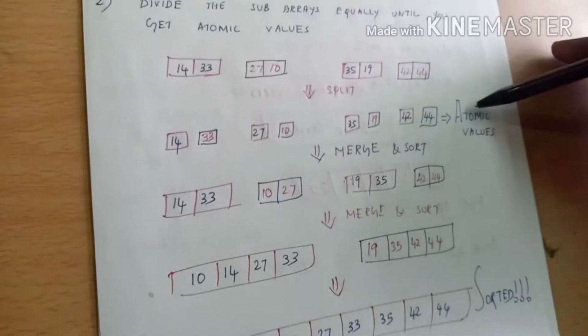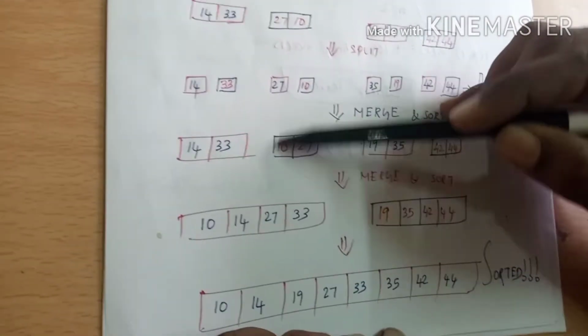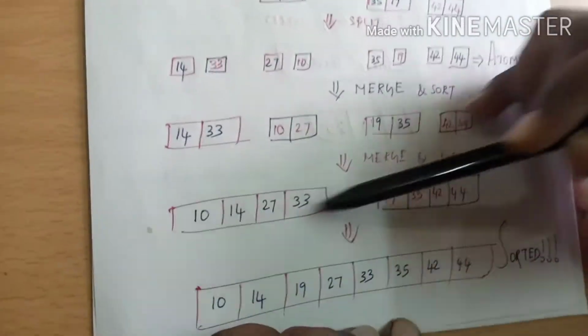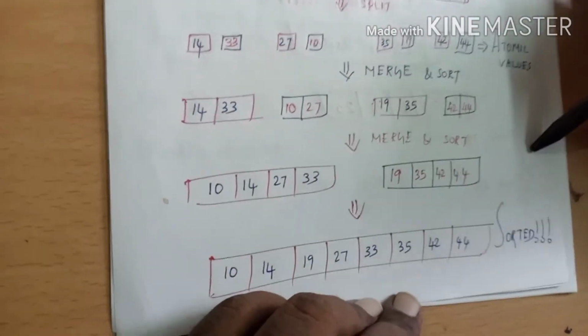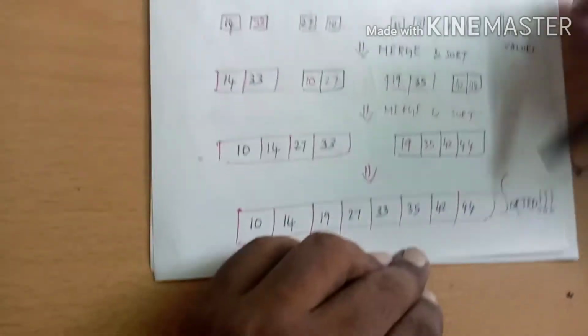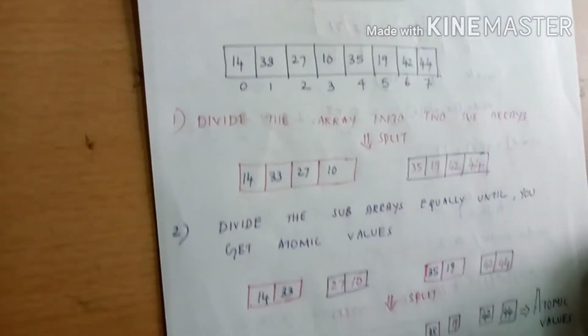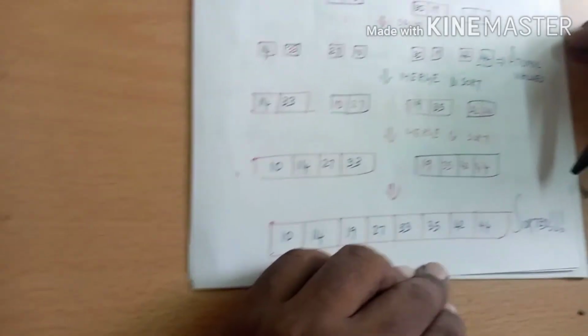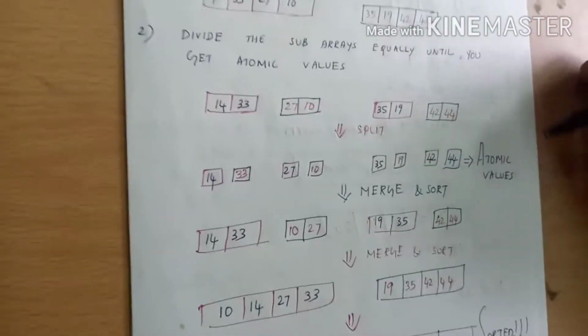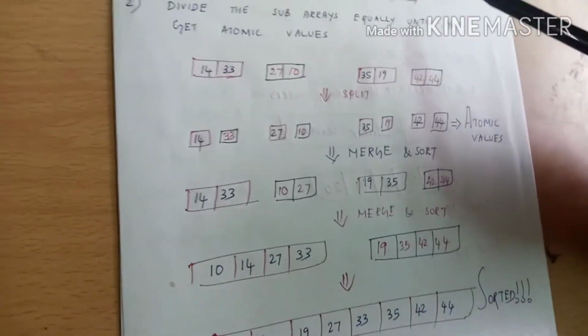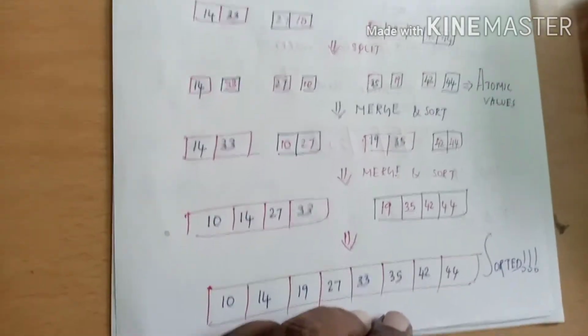Once we get the atomic values, we start merging together and then we arrange in the ascending order. This is the merge sort algorithm. As I said earlier, this kind of algorithm is called divide and conquer technology, where initially we divide and then we merge to get the elements in the sorted format. And I hope you understand this. So this algorithm is meant for sorting large volumes of numbers.